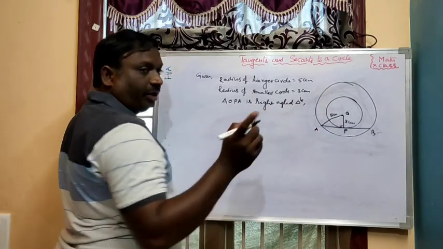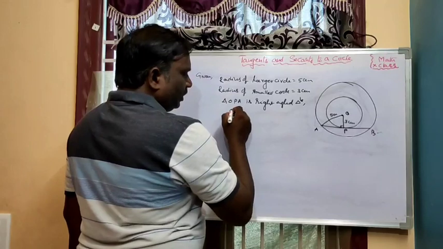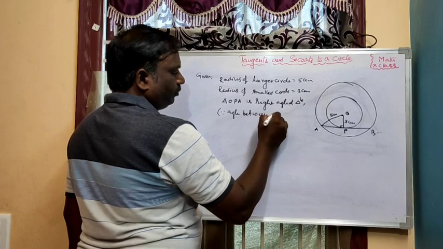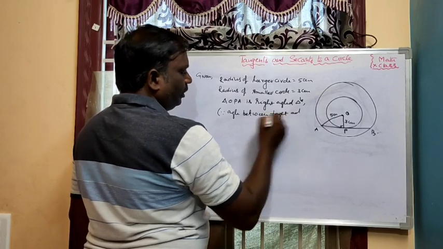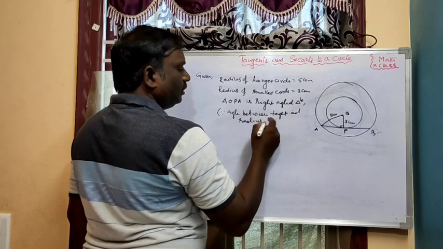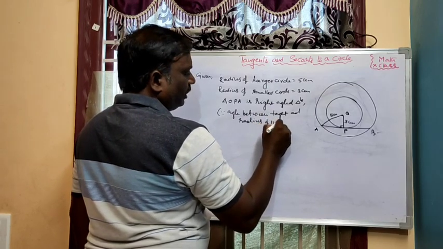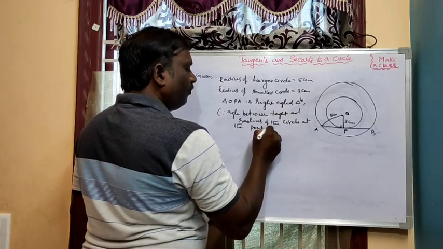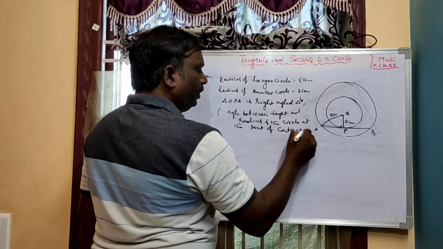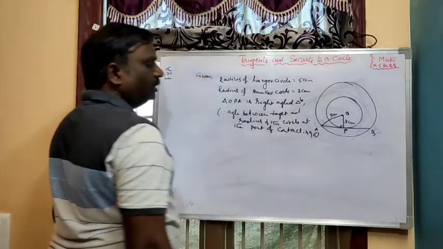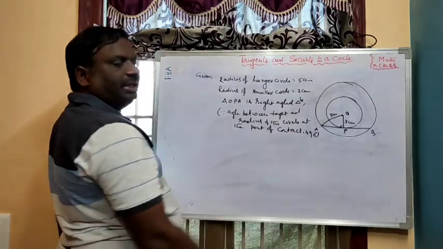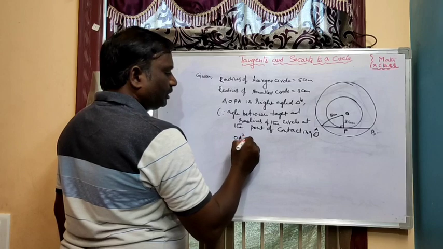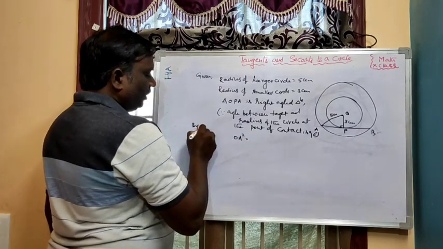Because we need to write the reason in the exam. What is the reason? Since the angle between the tangent and radius of the circle at the point of contact is 90 degrees. So, applying the Pythagoras theorem, OA square, the hypotenuse square, by Pythagoras theorem.